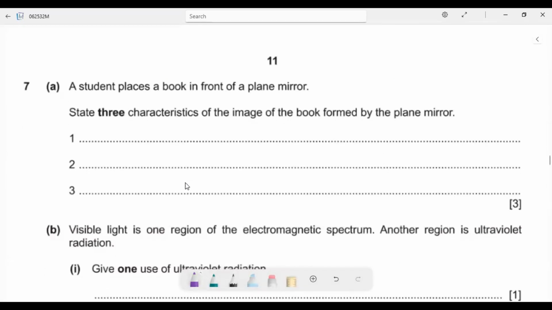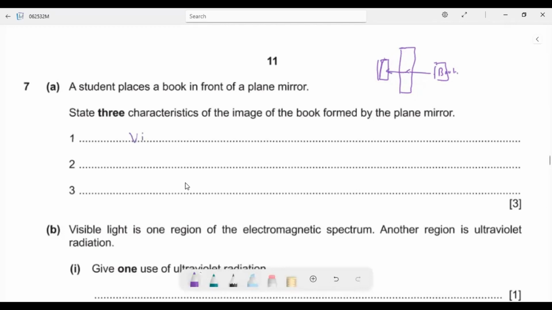A student places a book in front of a plane mirror. So one plane mirror is there, and a student is placing one book in front of the plane mirror. State three characteristics of the image of the book formed by the plane mirror. So a plane mirror will form a virtual image, of the same size as the book, and at the same distance. From the mirror to the book and from the mirror to the virtual image, the distance will be the same.